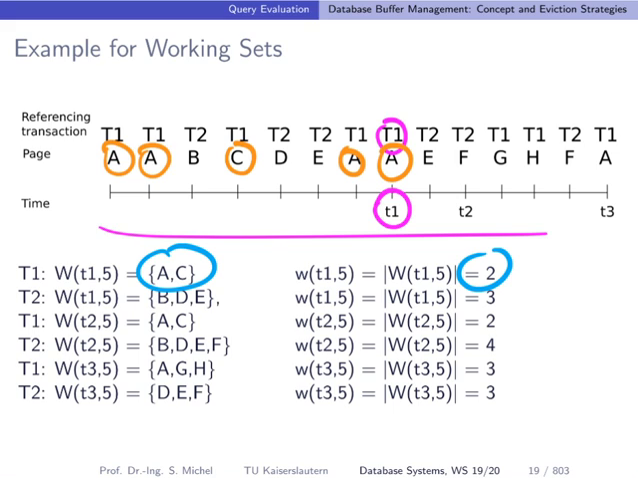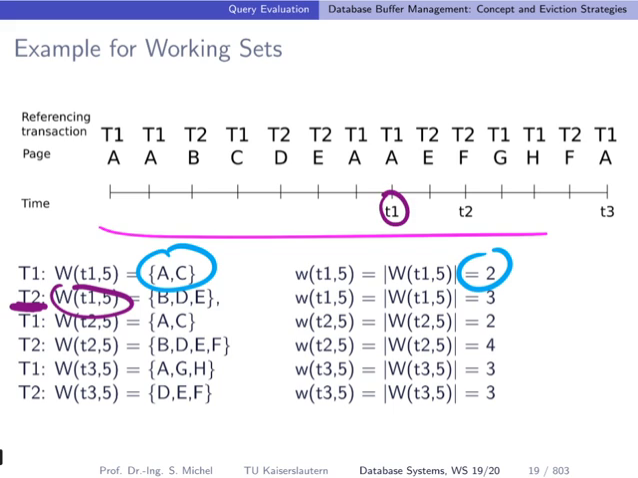We can do, of course, the same and compute now for transaction 2 for time point t1 the working set. So here's time point t1. Transaction 2 has accessed E, D, and B, so there were only 3 accesses. And these pages were distinct, so it's easy to compute. There were 3 distinct accesses here. And so on and so forth.